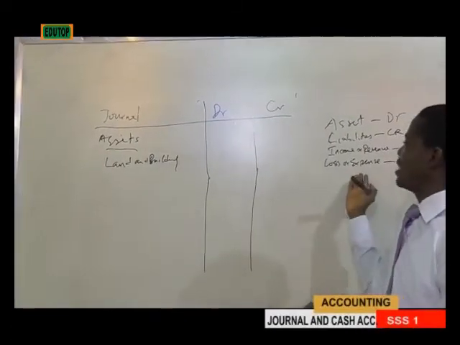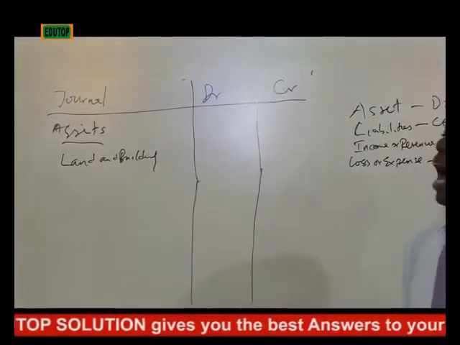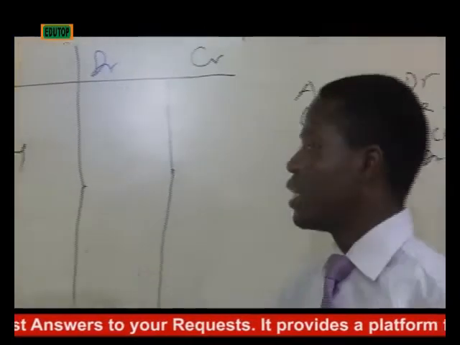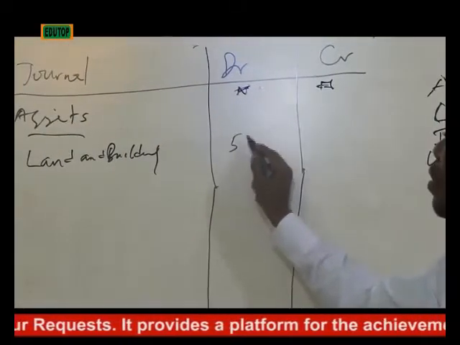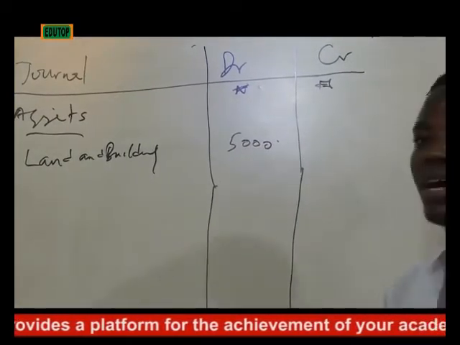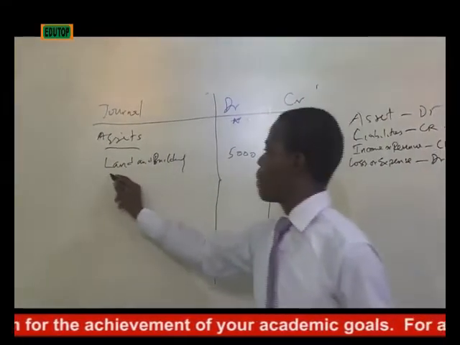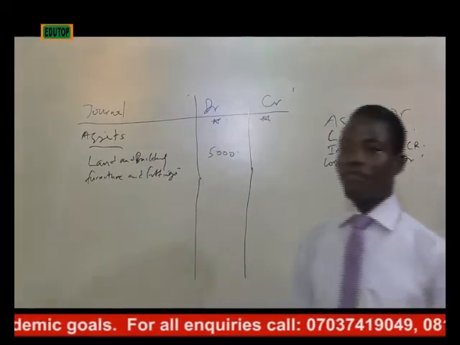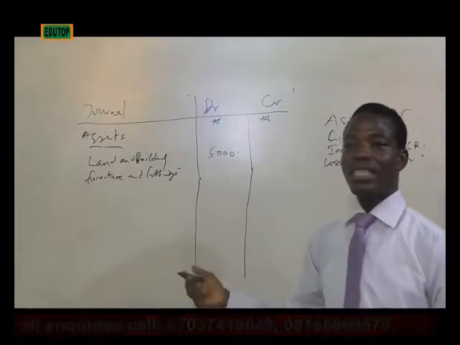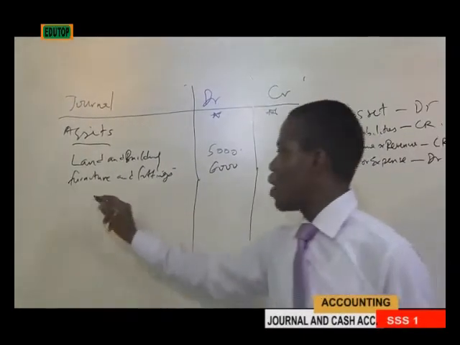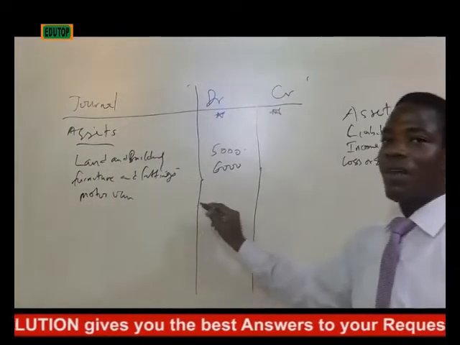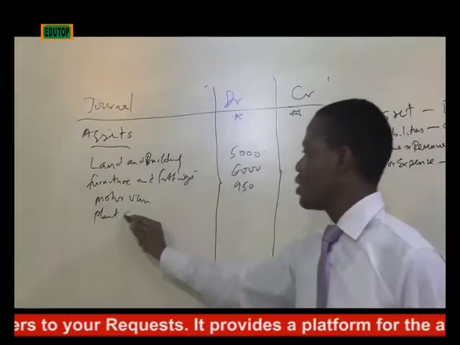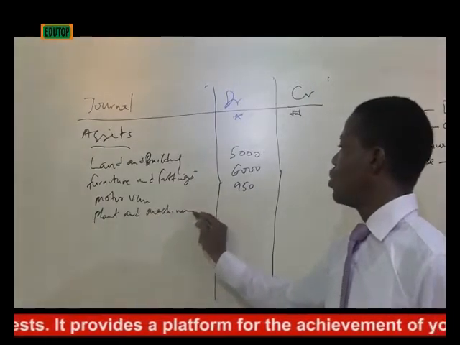Now, let's apply the techniques in doing justice to our journal. Under land and building, land and building is an asset, so it has to be debited, and it is 5,000. Likewise, we have furniture and fittings. Furniture and fittings is also an asset, so that is 6,000 naira. Then, likewise, we have a motor van. Motor van is 950. We have land. All these are assets, so we have to debit them.